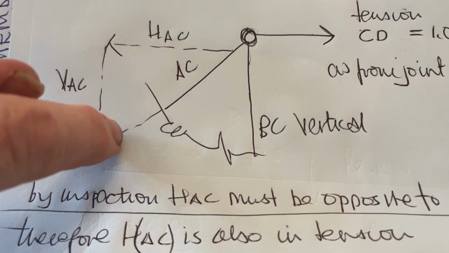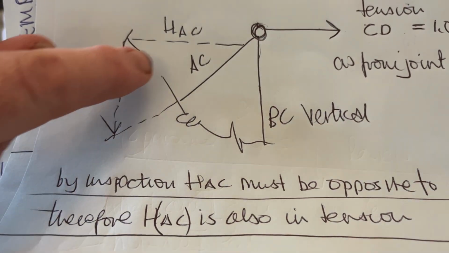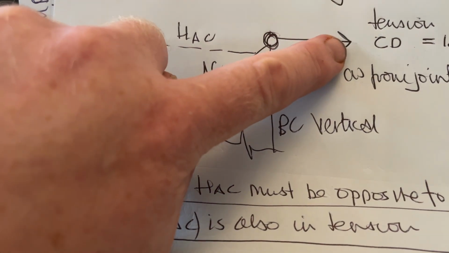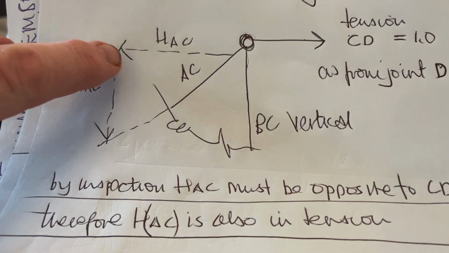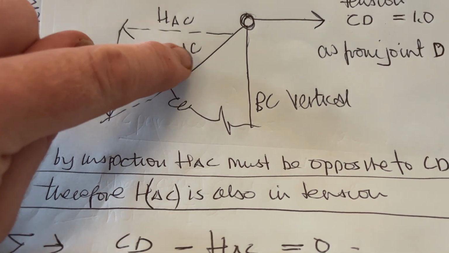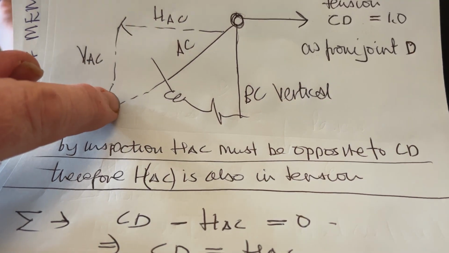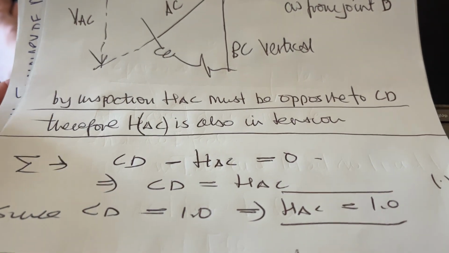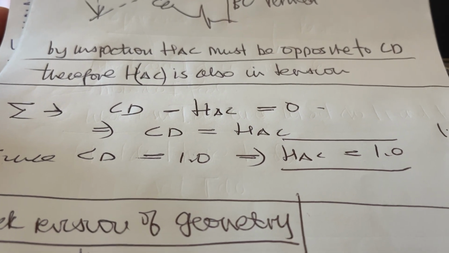Then we've got BC, which is vertical. AC, which is a 45 degree diagonal, is made up of HAC and VAC. Now by inspection, we can see that because CD is in tension, HAC must also be away from the joint, opposite to CD. So that's in tension. So AC is in tension. Then that means VAC is downwards. That means BC must be upwards. So BC must be in compression. By inspection, HAC must be opposite to CD. Therefore, HAC is also in tension.